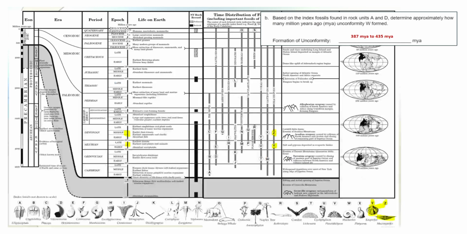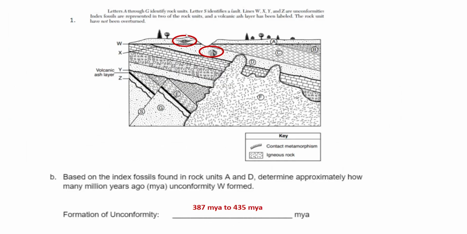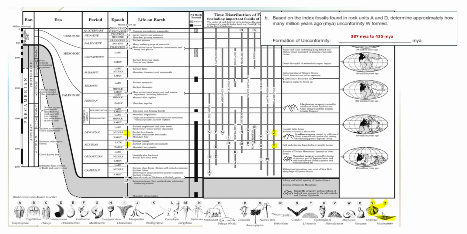So let's go to reference table page 8 and 9. And these two fossils right here are actually my fossils Y and Z. And if I find Y and Z on my reference table, page 8 and 9, I see that Z's age is somewhere around here, around 387, and Y's age is somewhere around here, around 435 million years ago. So the unconformity W's age must be a number in between those two ages. That's why the correct answer is 387 million years, any number between 387 to 435.